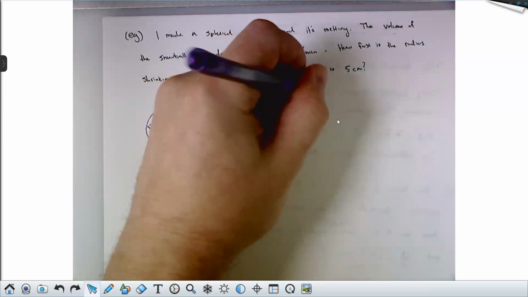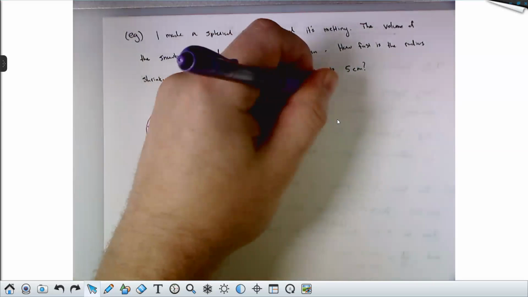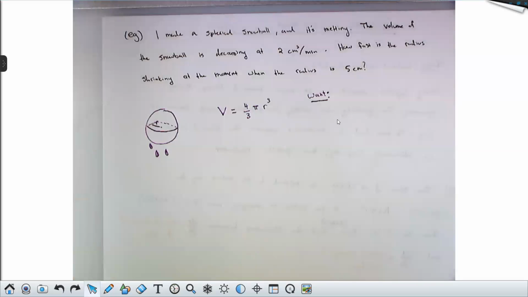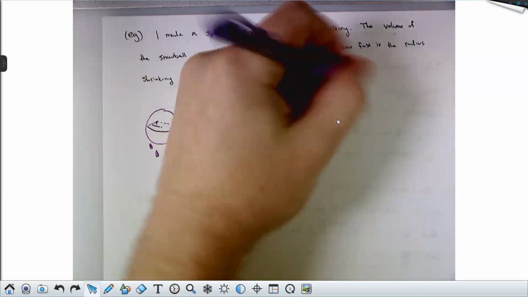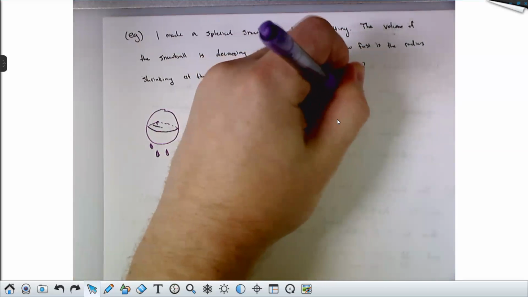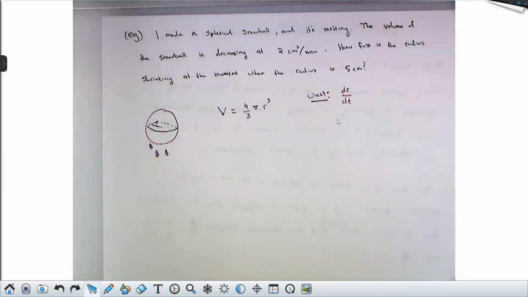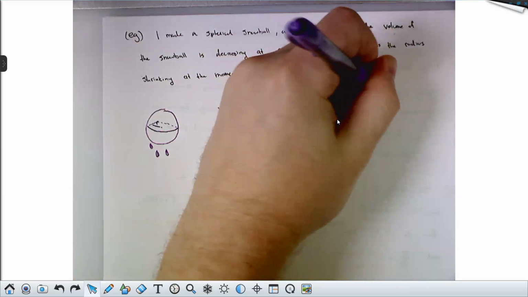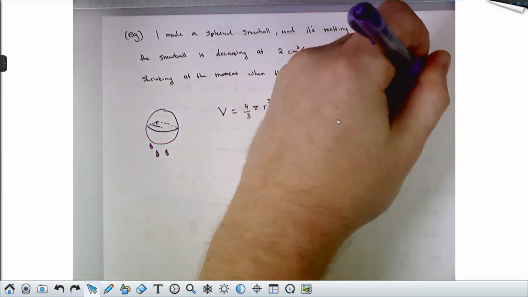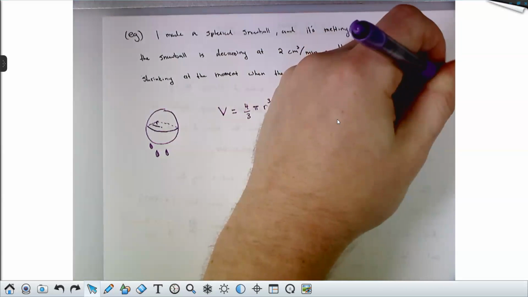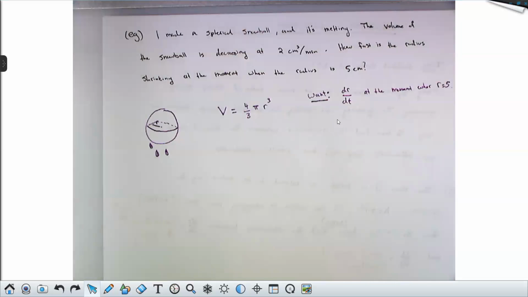This is the procedure I always run through for these. Figure out what it is you're looking for. I want to know how fast the radius is shrinking. So I want dr dt, or r dot, if you prefer that notation, at the moment when r is equal to 5. See, dr dt may not be constant. Dr dt may itself be changing. So I need to specify the moment I'm looking.